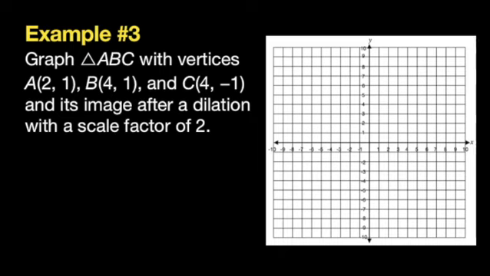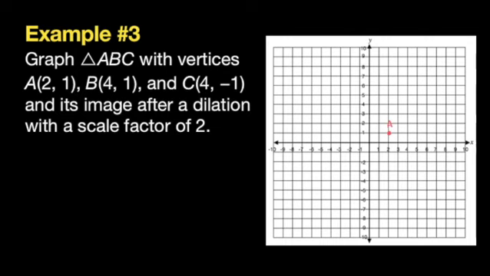We're going to graph each point and make sure that you label it. So our first point, A, is going to be at 2 and 1. We are going to go to our origin, this is 0, 0. Our first number is our x. So we're going to move 2 units to the right because it's positive and 1 unit up. That's going to be our first point.